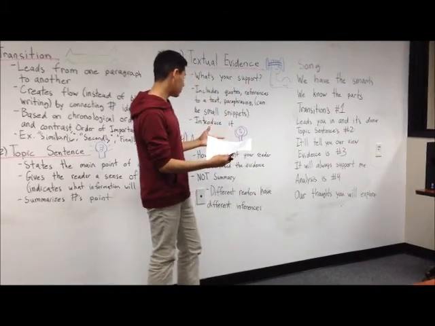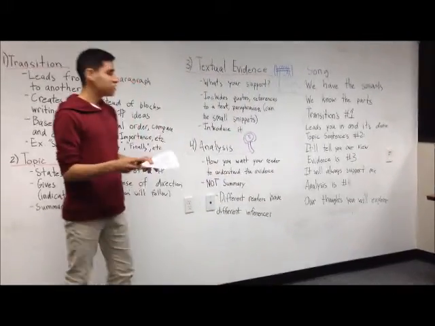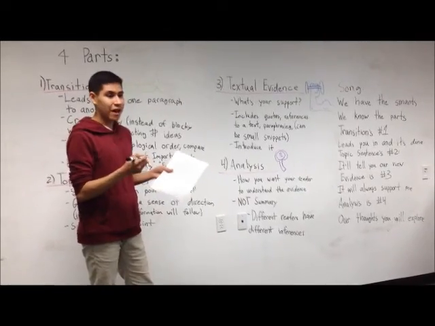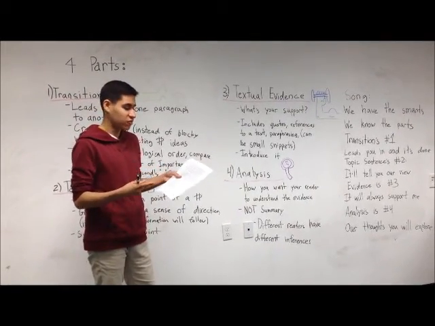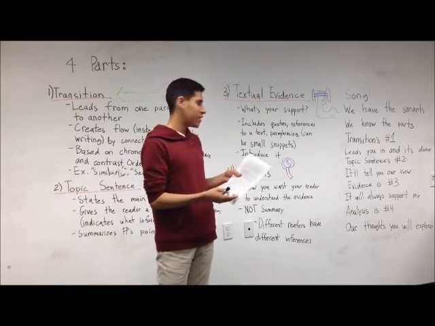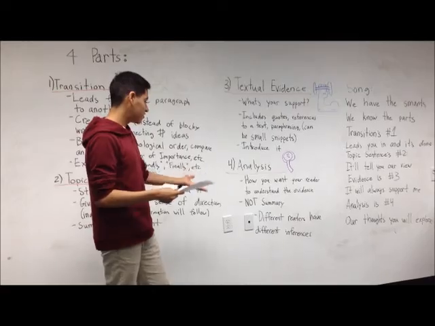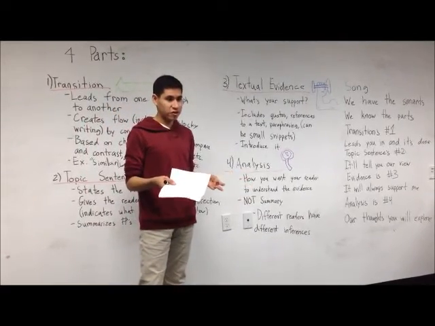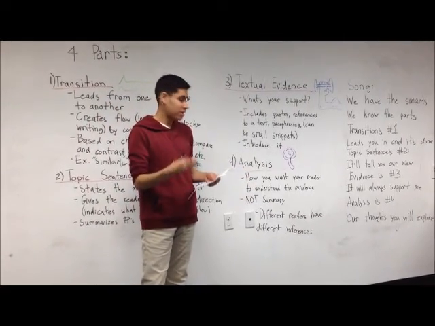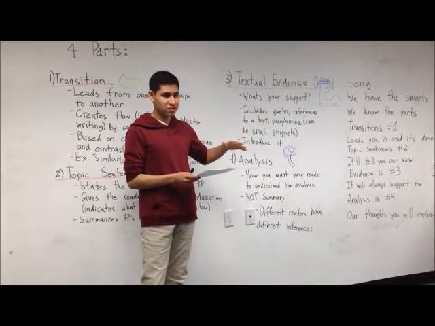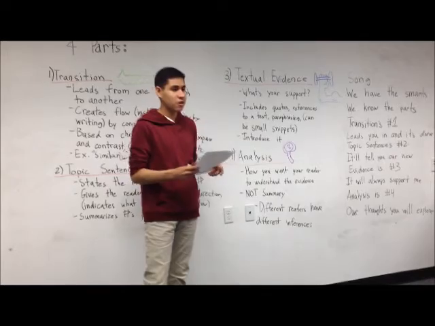And so now we move on to the fourth part, the analysis. So now that you give your textual evidence, you want to tell the reader how you want them to understand that evidence. It's one thing to just give you the quote, and it's a whole different thing to tell you how I'm interpreting it. As I said, different readers have different inferences, so you want to show how you're inferring that information. It is not the same as summary. So you're not restating the textual evidence again, you're giving your idea on it.